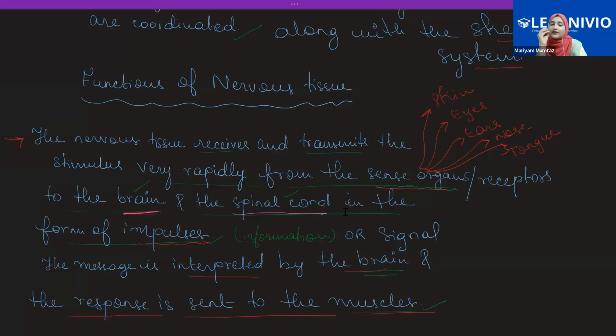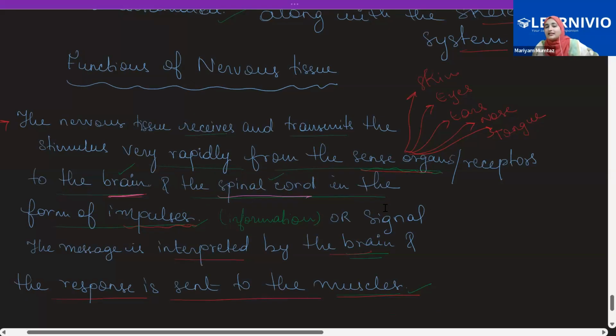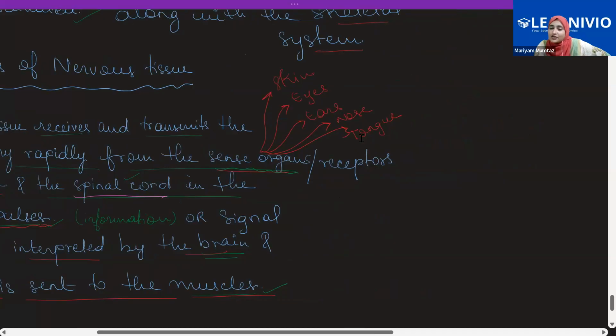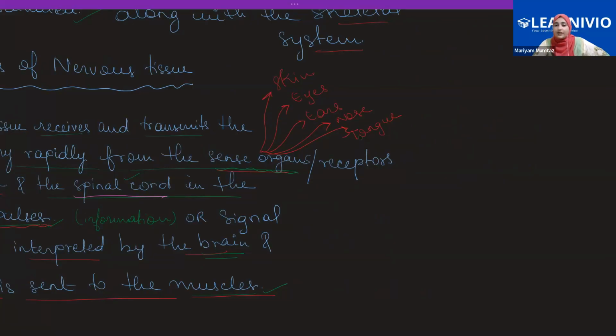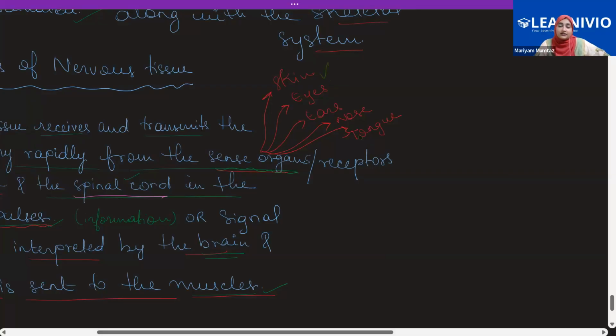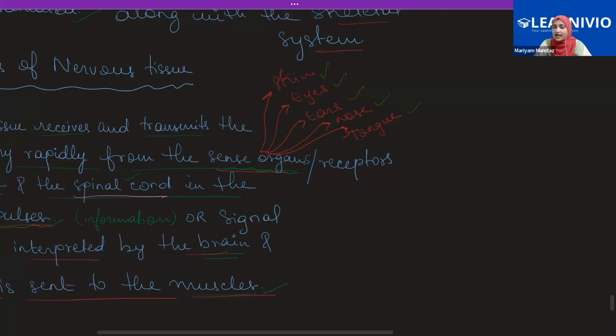So that is because of the nervous system or the nervous tissue. What it does is that it rapidly sends and receives the signal from the sense organs like eyes. And see, students, how many sense organs do we have? We have 5 sense organs. What are they? Eyes, ears, nose, skin, and tongue. Right? 5 sense organs are there.